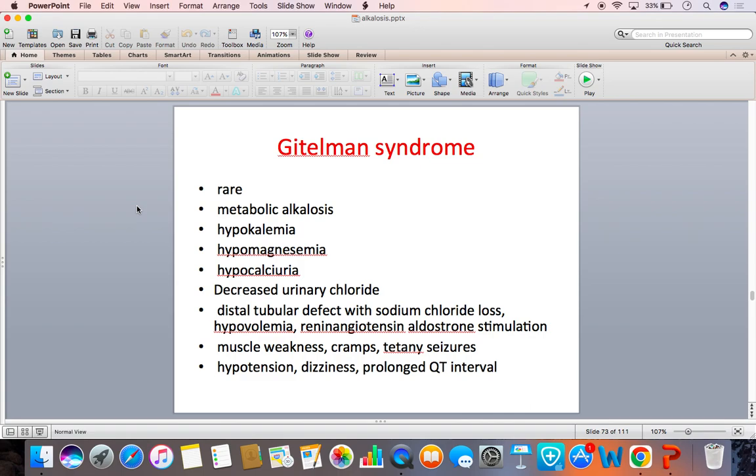Gitelman syndrome, again, is a rare situation associated with metabolic alkalosis, hypokalemia, hypomagnesemia, and hypocalciuria. Decreased urinary chloride in this particular syndrome. Distal tubular defect with sodium chloride loss that results in hypovolemia, renin-angiotensin aldosterone stimulation, muscle weakness, cramps, tetany, and seizures. There is hypotension, dizziness, prolonged QT interval. In this particular syndrome, urinary chloride is low.